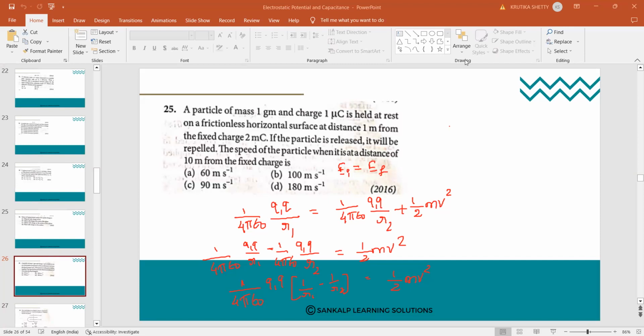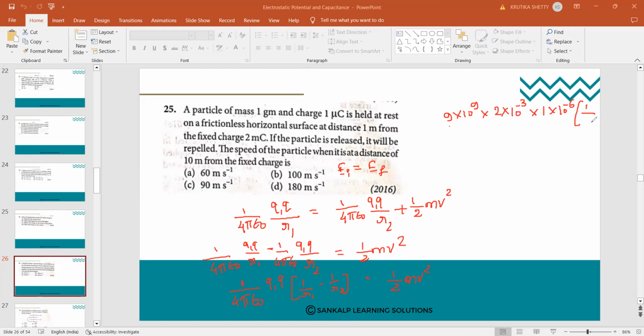Okay. So now simplification. Whoever knows the solution, you can continue. See, 1/4 epsilon naught is 9 into 10 raised to 9, q1 into q. One is 1 microcoulomb, and the other they have given as 2 millicoulomb. So 2 millicoulomb means 2 into 10 raised to minus 3, then 1 into 10 raised to minus 6, inside the bracket 1 divided by r1.